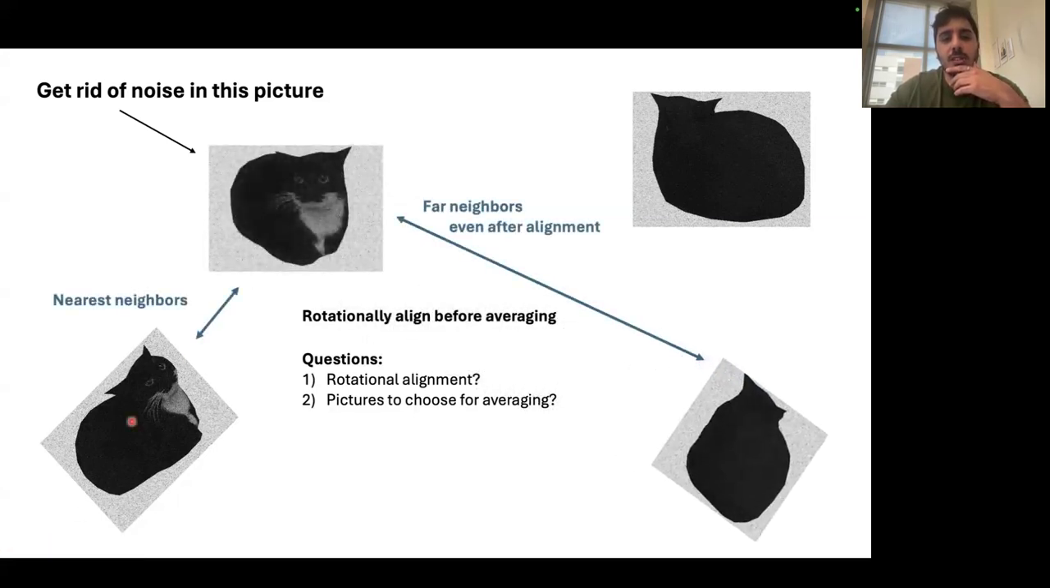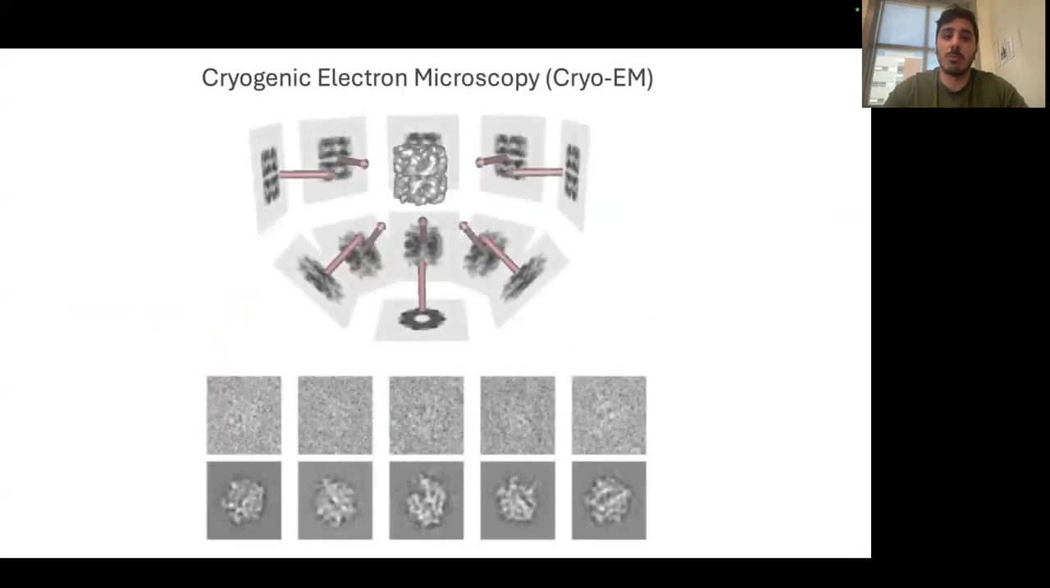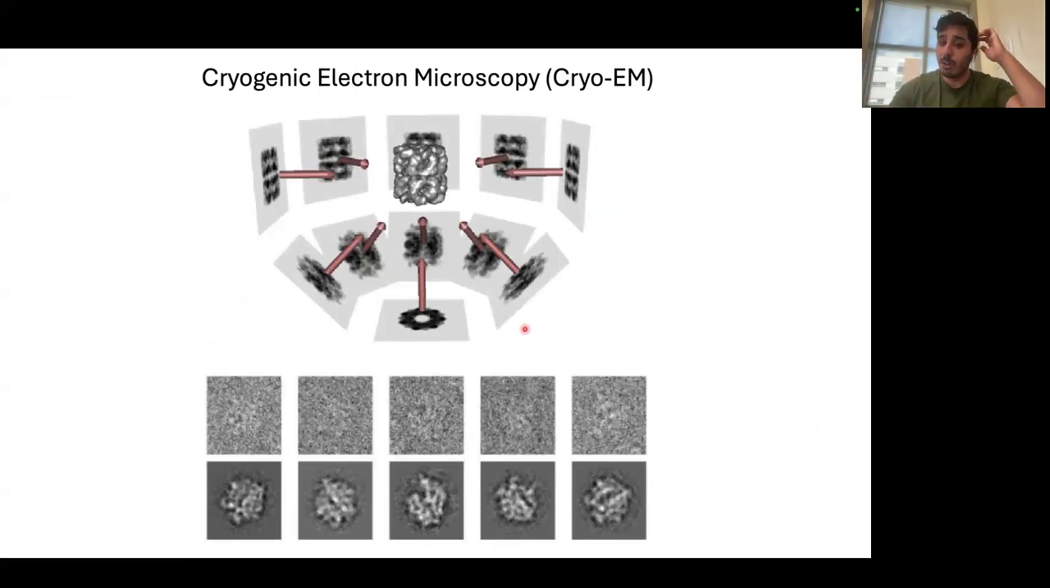So in some sense, these 2 are nearest neighbors, and these 2 pictures are far neighbors even after you do rotational alignment. And I'll make that more mathematically precise, but I just wanted to mention that this problem is a real-life problem called Cryo-EM, Cryogenic Electron Microscopy, where you take pictures of a molecule, the pictures are noisy, and there could be tilt in the pictures, and you want to get rid of the noise, so you want to do this averaging where you get rid of the tilt, you do the rotational alignment, and then you average to get rid of noise and get cleaner pictures.